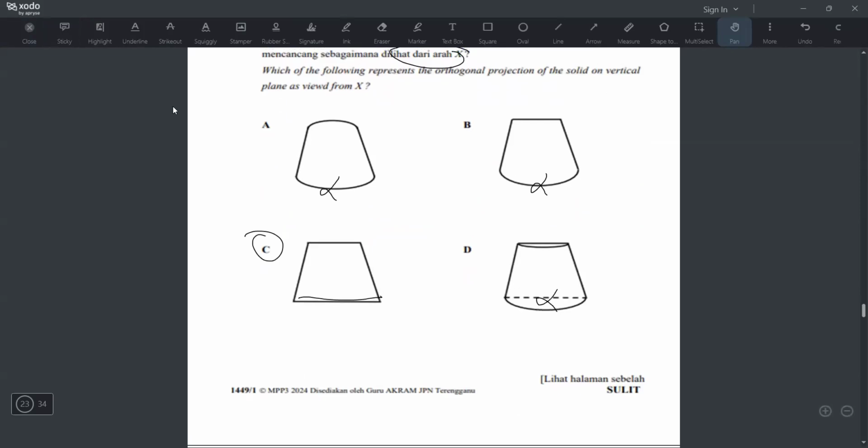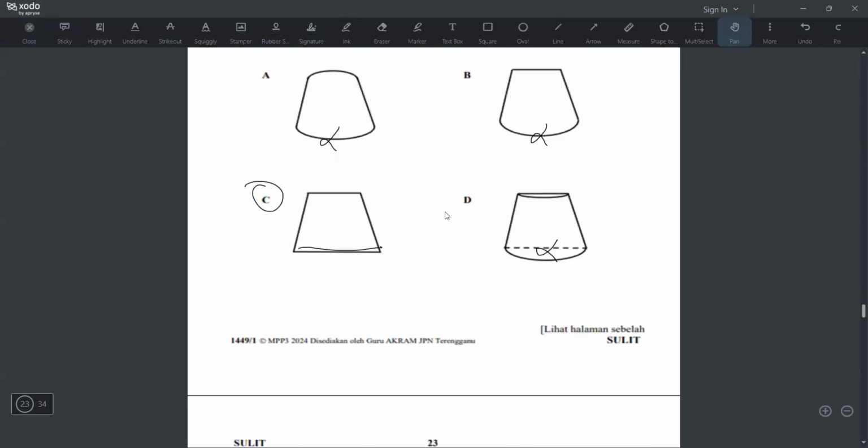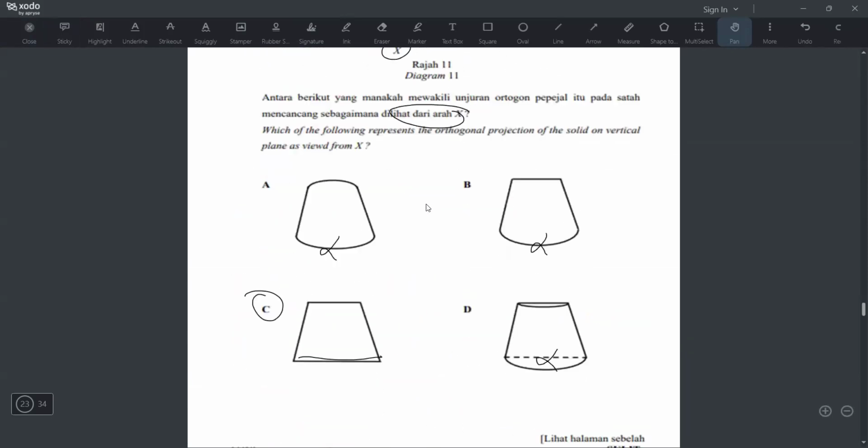Okay. So I think this one, nothing to explain. This one you just have to imagine. And I hope you can imagine it yourself. This is just imagination. So nothing to explain here, right? Just imagine.